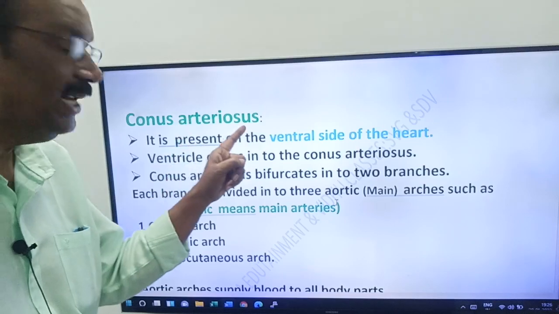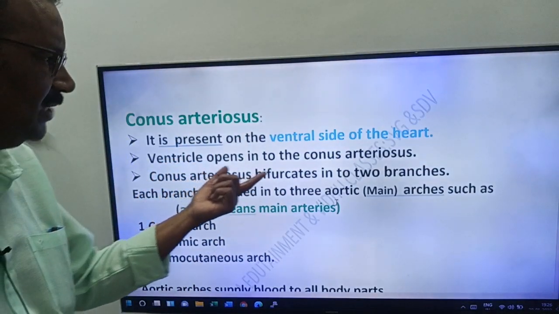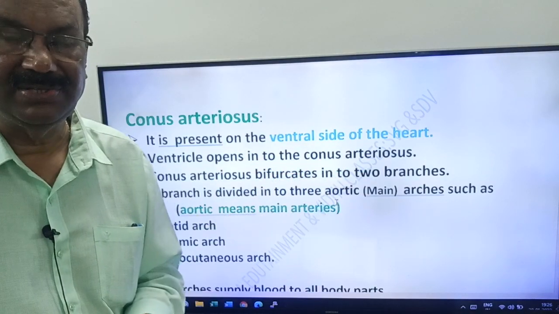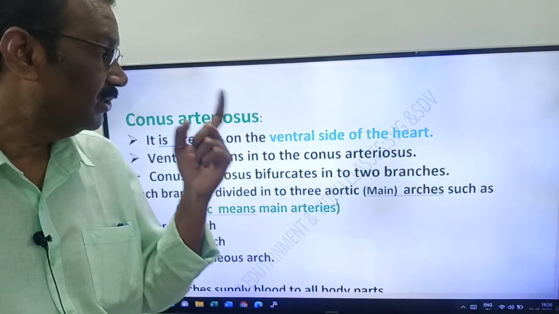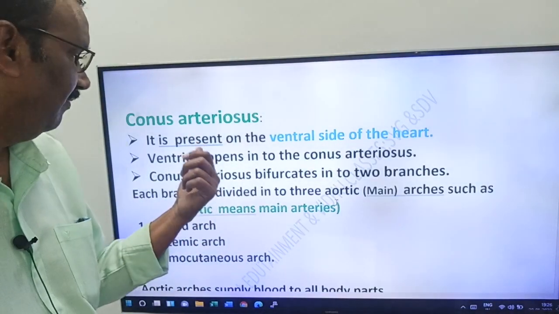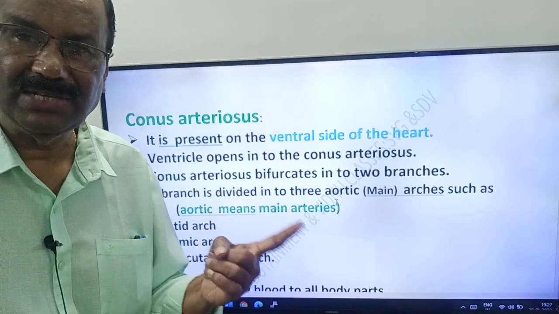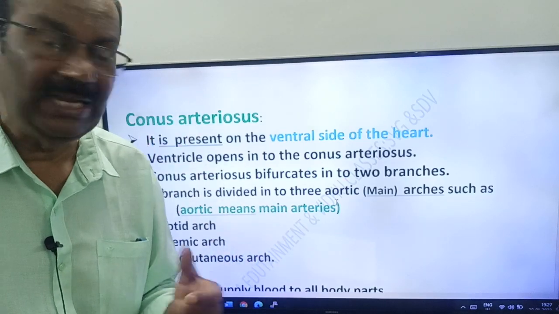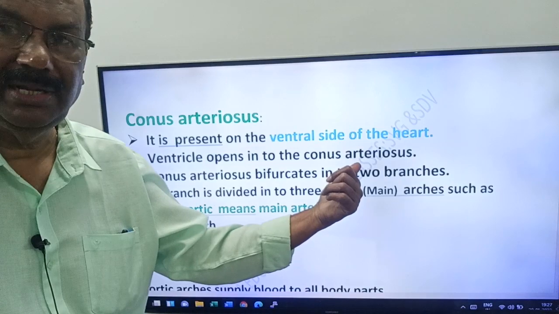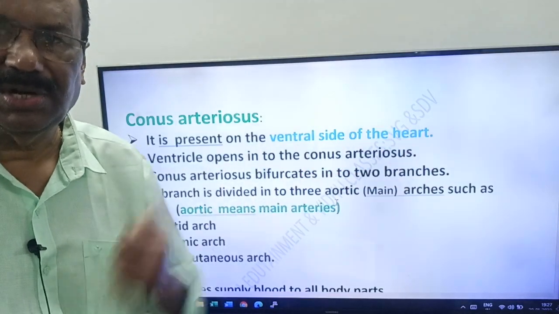Friends, see arteriosus. It is the main artery. Next, the ventricle opens into the conus arteriosus. How many ventricles are there in frog? Frog has only one ventricle. That ventricle opens into the conus arteriosus, meaning blood from the ventricle enters the conus arteriosus.